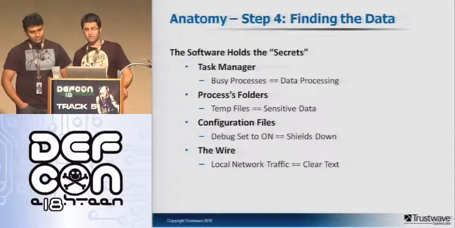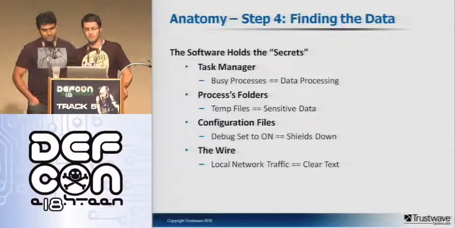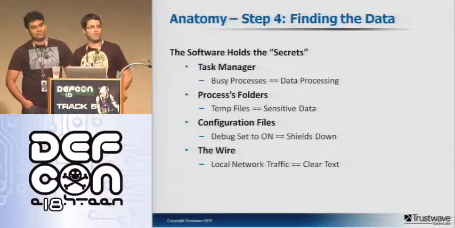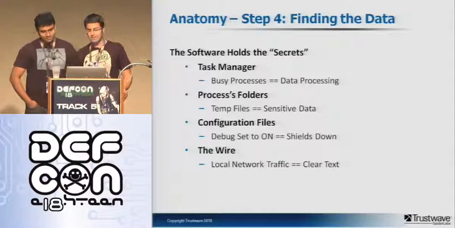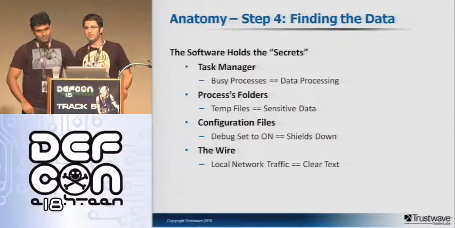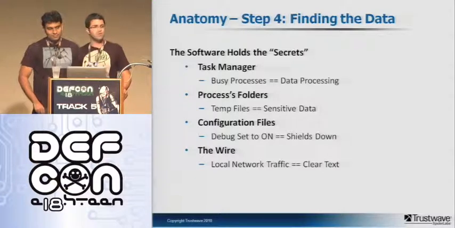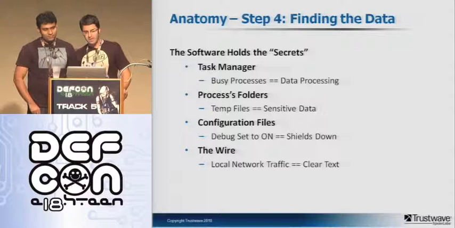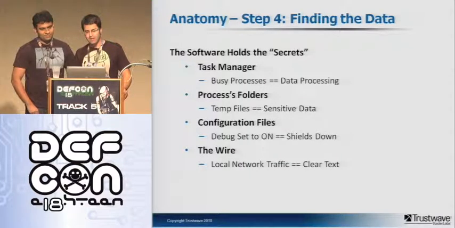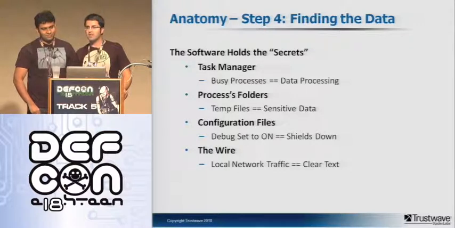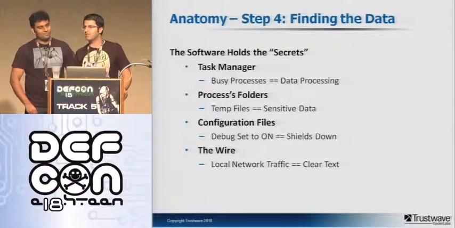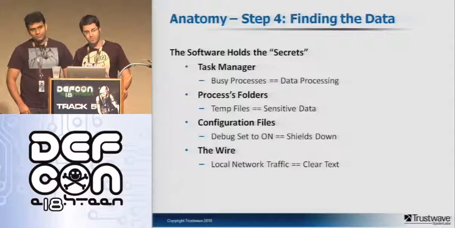Now, finding the data, the software we found holds the secrets, right? If you're on a system, you're looking to find out where that data is stored within the environment. The task manager is a really good tool. You can see the processes that are very, very busy. That usually is a place where there's data being processed, and that's where you can hook your memory dumpers into. And then the process folders and temp files, we still see those containing a lot of data. Configuration files that contain debug parameters: you turn the debug parameter on a system, and sure enough, it starts logging all of the activity it's doing to the hard drive. It's typically there for someone to troubleshoot it, but it makes the attacker's life pretty easy.